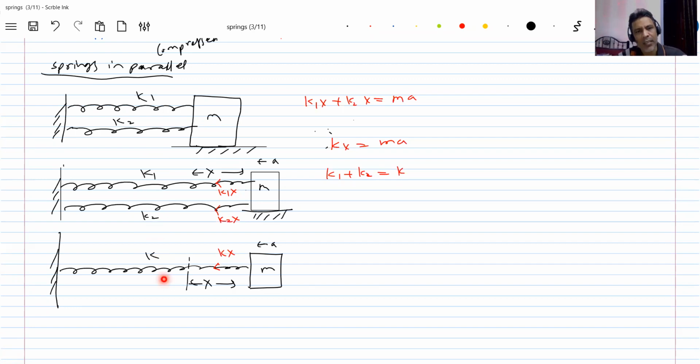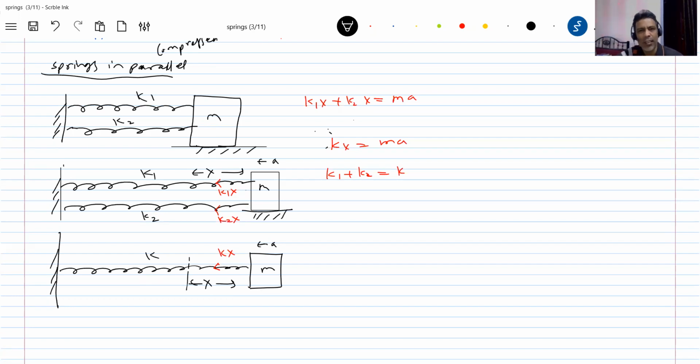Like this, sir, if three springs are there, then K1 plus K2 plus K3. If there are n springs, K equal to K1 plus K2, K3, K4, up to Kn. The effective spring constant will be like this. So this is one basic way of replacing springs.